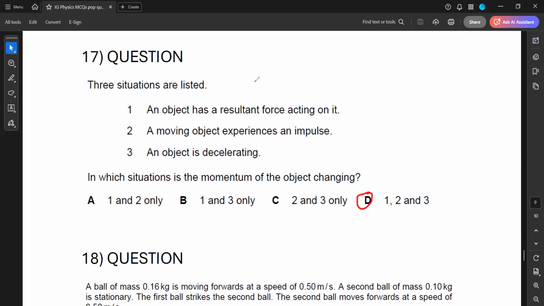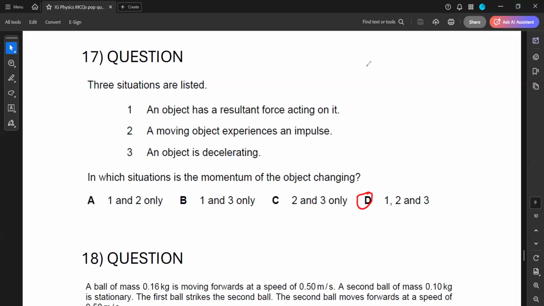Three situations are listed: an object has a resultant force acting on it, an object is experiencing an impulse, and an object is decelerating. In which situation does the momentum of the object change?